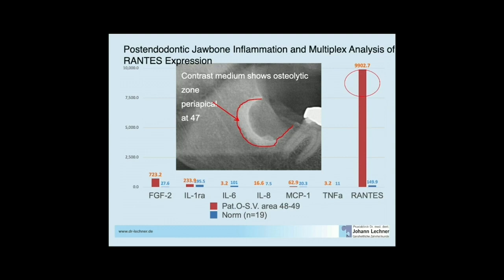And you see it's always the same here. TNF-alpha is low, interleukin-10 is low, interleukin-6 is low. It's all low, except RANTES. So it seems that here inside the jawbone, we dentists are at a certain point and a very specific sort of inflammation. And this is the specifically RANTES-driven inflammation in jawbone.